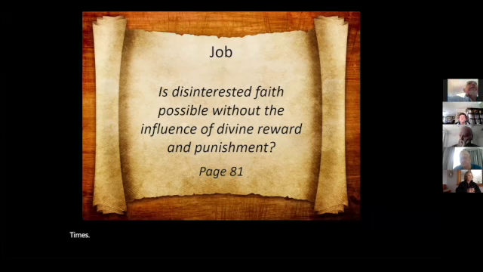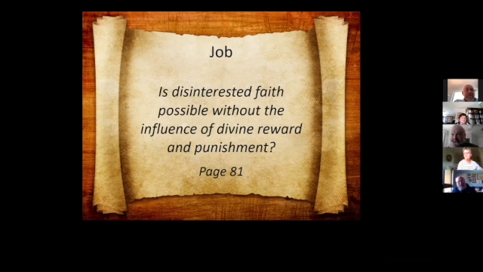And does he really have faith, or is it just that he's comfortable and he's got all these good things and he's just cruising along like most of our congregations, really? I shouldn't say that, who think if you turn up to church on Sunday, you somehow have a really good faith. No, you don't. So is disinterested faith possible without the influence of divine reward and punishment?